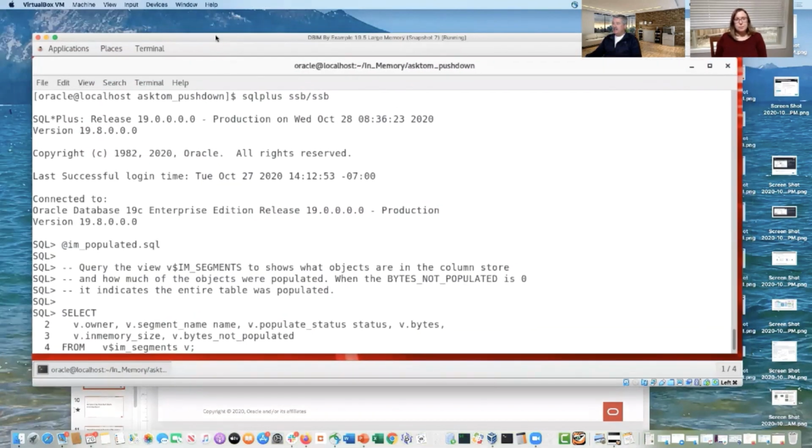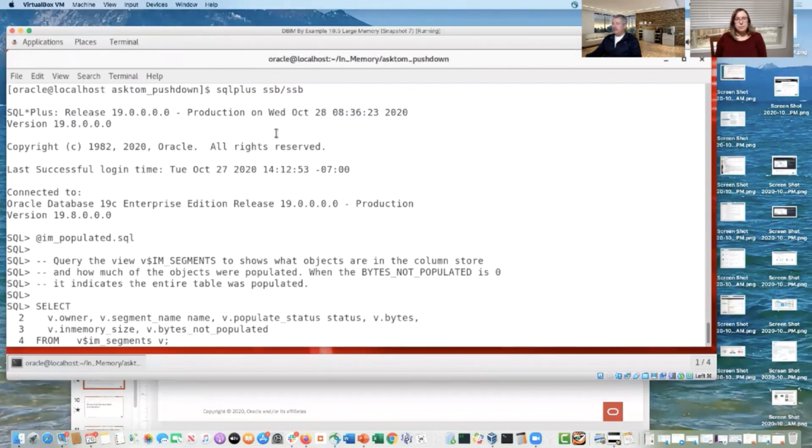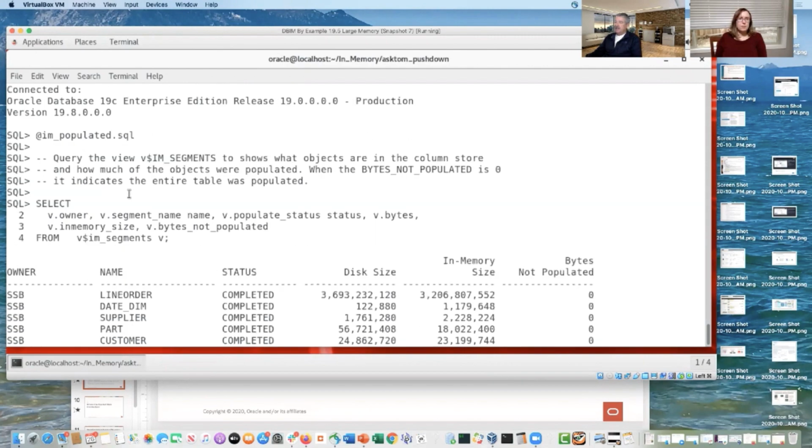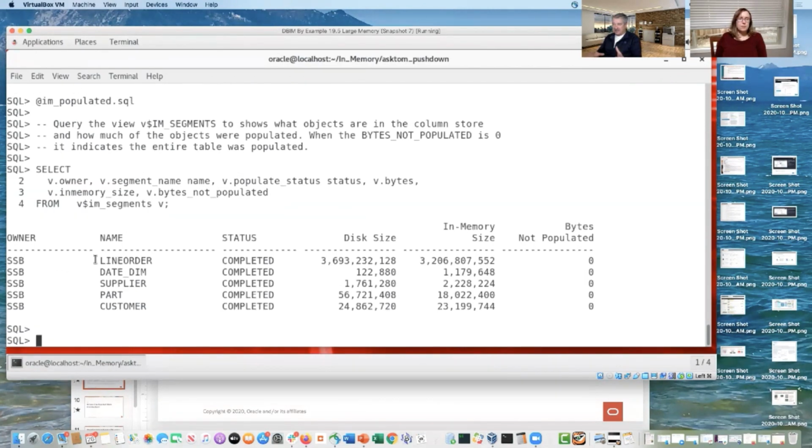Then what I have is on my VirtualBox, so I didn't want to have to depend on going remote for a different system. I have a 19.8 database running. I've got our SSB schema populated, so it's fully populated, and the bytes not populated is 0. It's a single instance database. We won't use parallel query in this case because it'll just be simpler to run these as serial queries. And so that's the makeup of what we've got. In this case we're really only interested in the line order table.